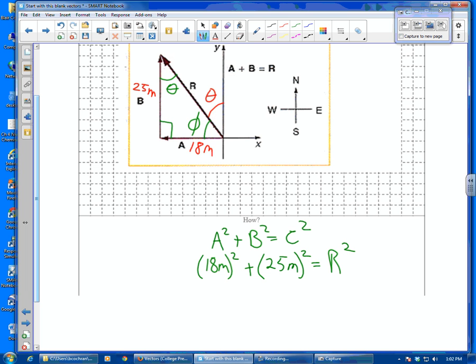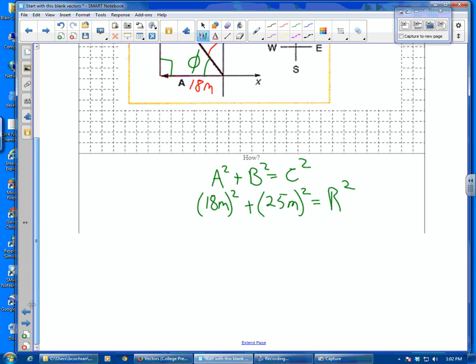So be careful of that. So I get, doing this math, 949 meters squared equals r squared. So if I square root that, I get 30.8 meters equals r. Think I should check it or trust myself?